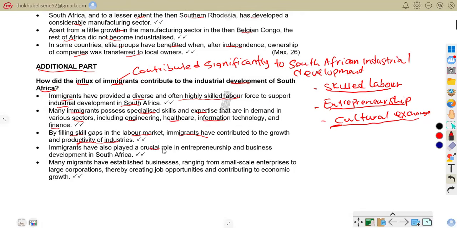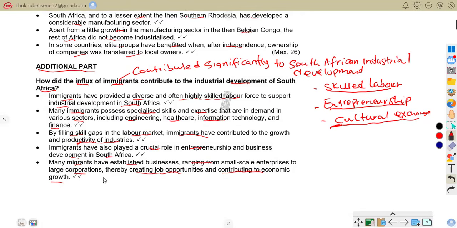Immigrants also have played a crucial role in entrepreneurship and business development in South Africa. That is also the role they play in entrepreneurship, because of the introduction of new technologies and management practices. Many migrants have established businesses ranging from small-scale enterprises to large corporations, thereby creating job opportunities and contributing to economic growth.